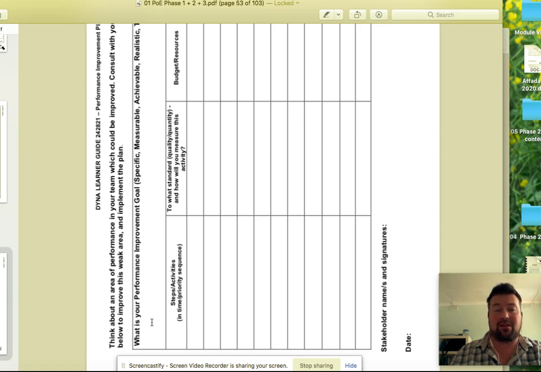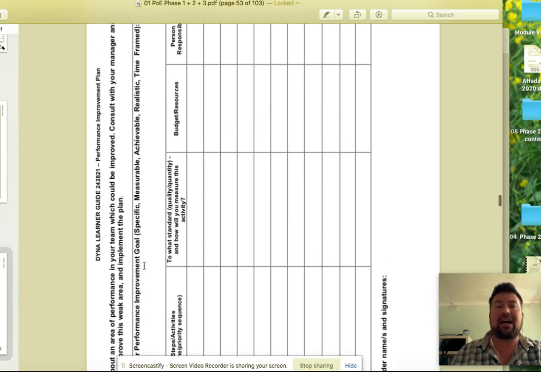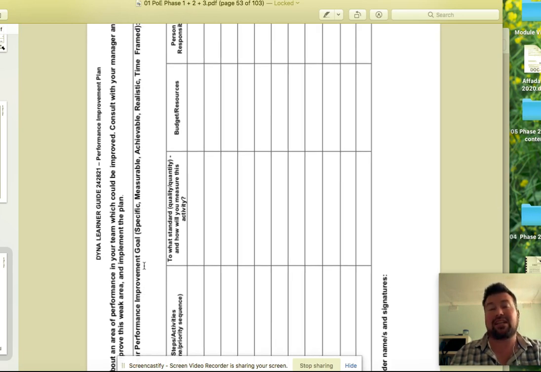So that's very specific. So what do you want to do? You want to improve the health and safety. How do we know that it's going to be good? We want 0 incidents. By when does it have to be done? Well, by the end of the year. So we have a good understanding of what you want to do.